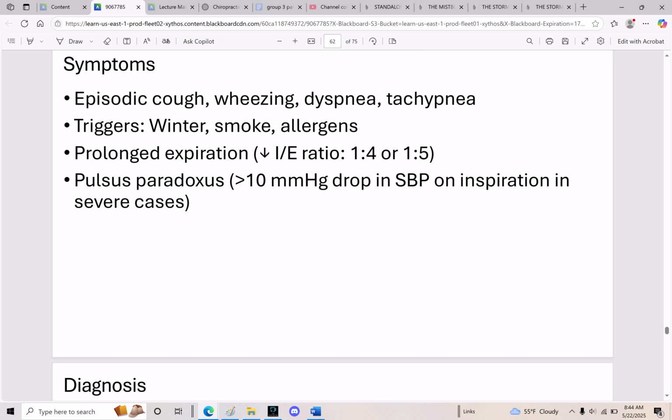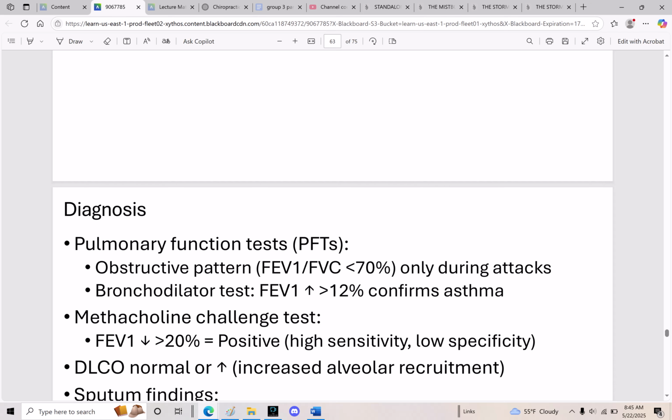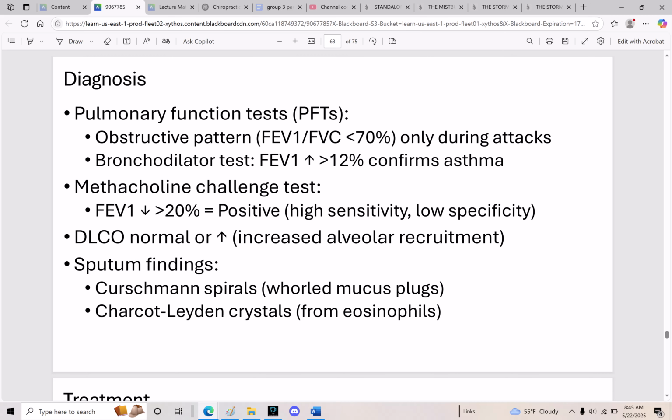So you give them a drug, a medication, to provoke the asthmatic attack because you want to do the measurement. A normal person who is not suffering from asthma, if I give them the methacholine challenge test, nothing is going to happen to them, right? But if your FEV1 drops more than 20%, it's going to be positive. A normal person with no asthma won't have any drop in the FEV1. Now, your DLCO is going to be either normal or increased.